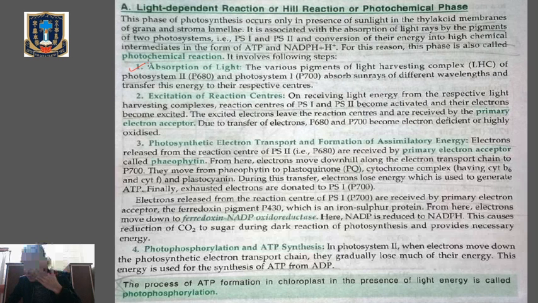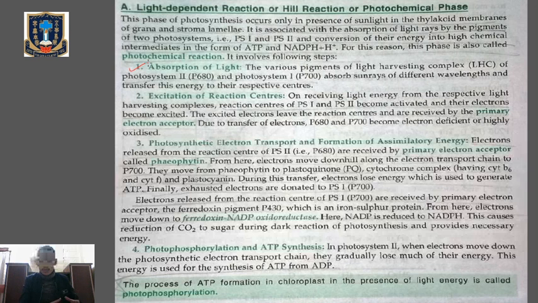Now you know why we call it P680 and P700. Clear? So what it means is that the pigments of light harvesting complex of PS1 and PS2 will absorb sun rays of different wavelengths. Clear? And when they absorb light of different wavelengths, they will transfer this energy to the respective reaction center.